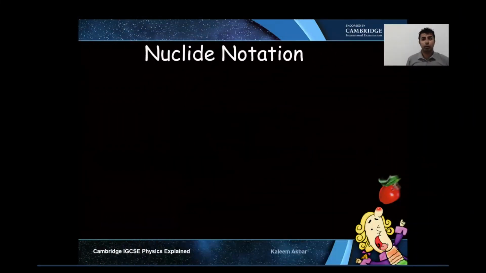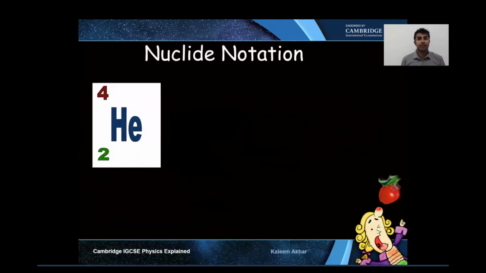Now, before we get into Rutherford's experiment, it's important to understand nuclide notation. If you've done chemistry or you are doing chemistry, I'm hoping that you know how to use the periodic table. So, here's an example of helium as it would be represented in the periodic table. The top number is known as the mass number or nucleon number. What that basically represents is the number of protons and neutrons inside the nucleus. So here we have 4 nucleons.